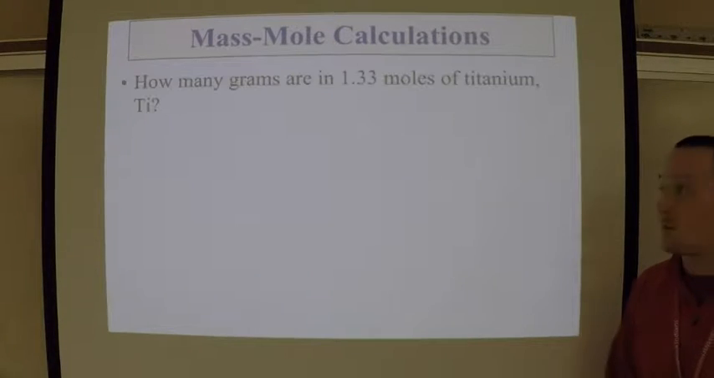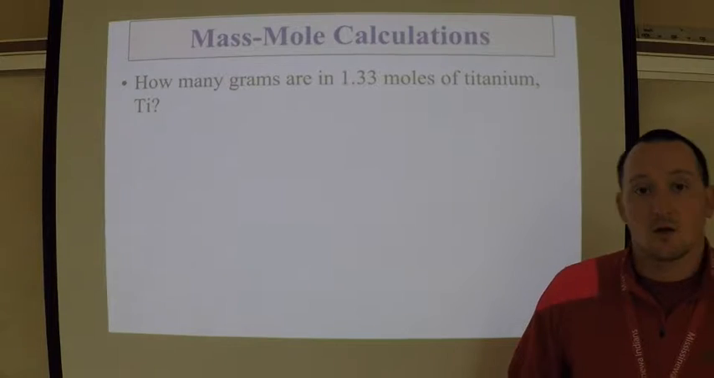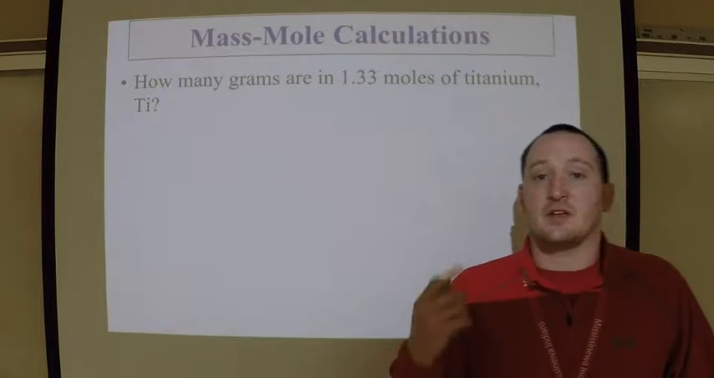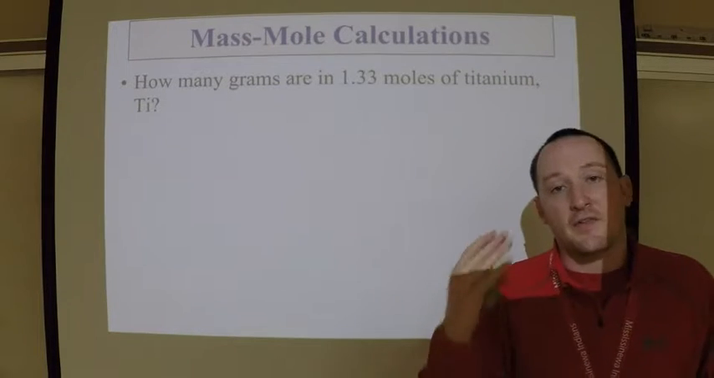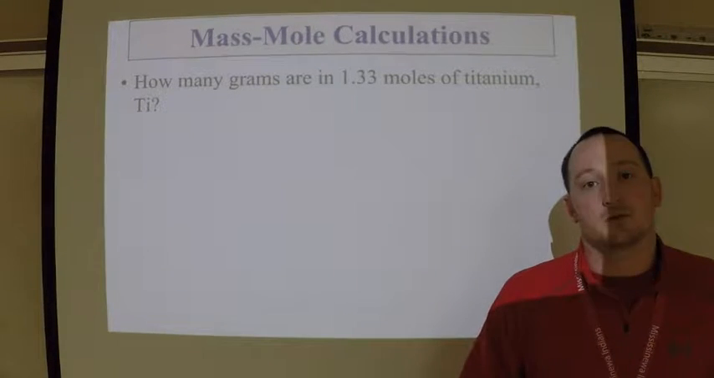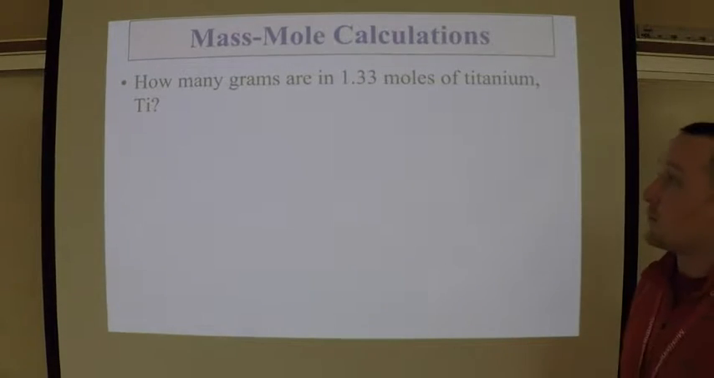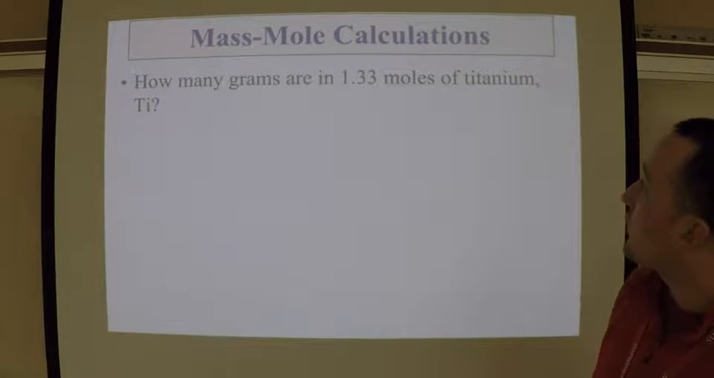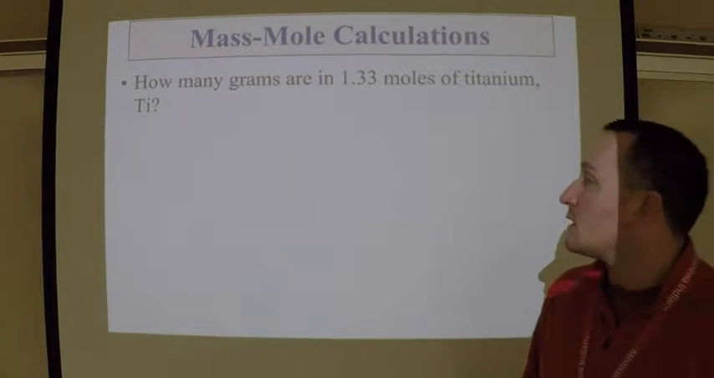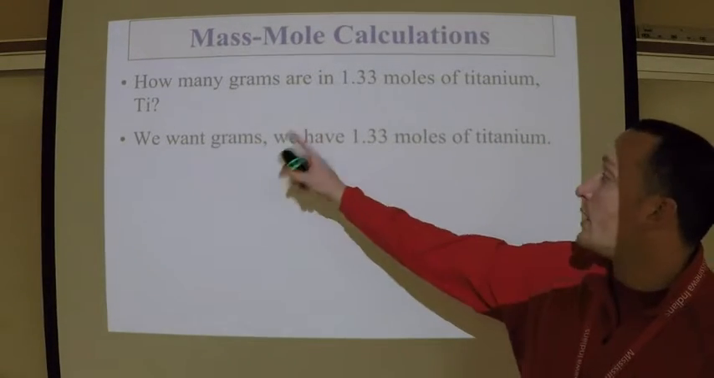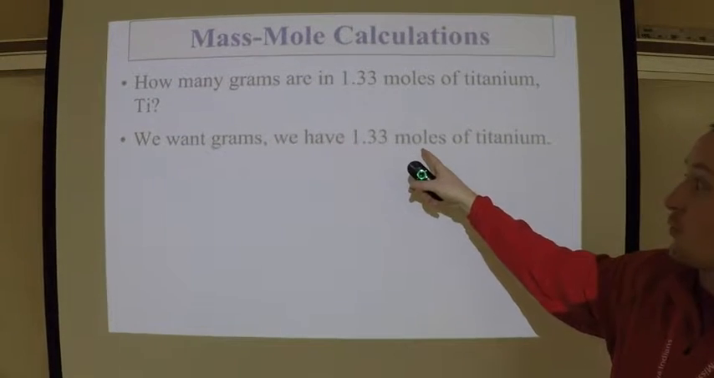Here's our mass to moles calculation. When we use dimensional analysis, we have to identify 3 things. We have to identify what they want us to find, what we are given, and then what conversions we can use in order to get from point A to point B. The question is, how many grams are in 1.3 moles of titanium? The symbol for titanium is Ti. First thing is, we want grams. We have moles of titanium.